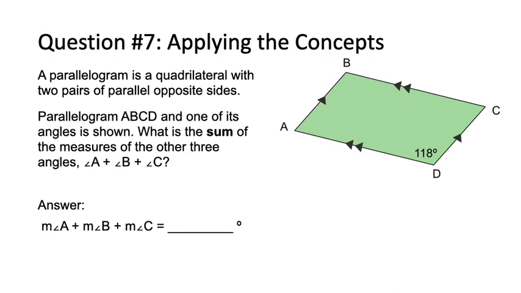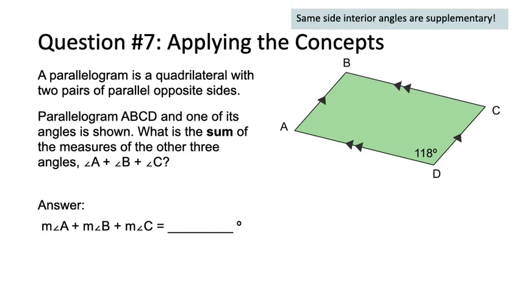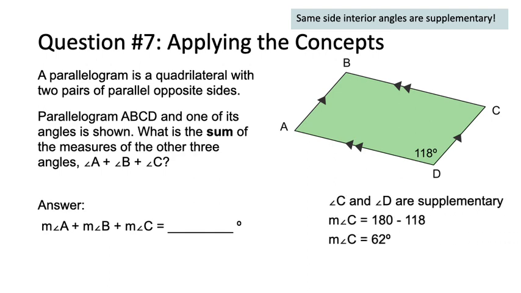Now, some of you might know something about the sum of the interior angles of a parallelogram, and you can apply your knowledge. But otherwise, why not start with looking at same side interior angles, noticing that angles C and D are on the same side of that transversal, so they are going to be supplementary. You can solve for angle C by doing 180 minus 118. The measure of angle C is 62 degrees.